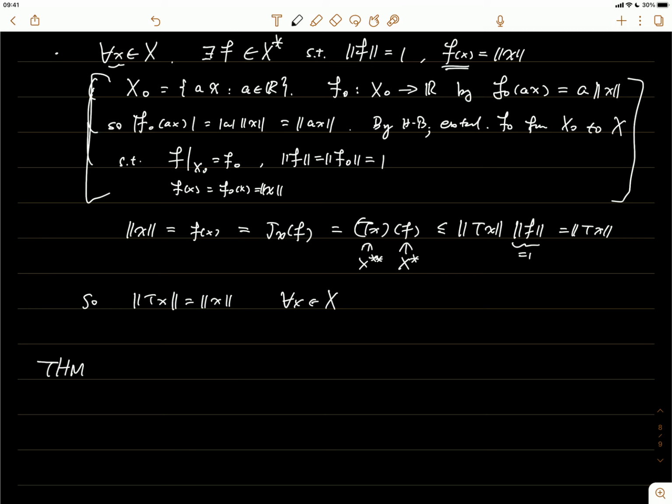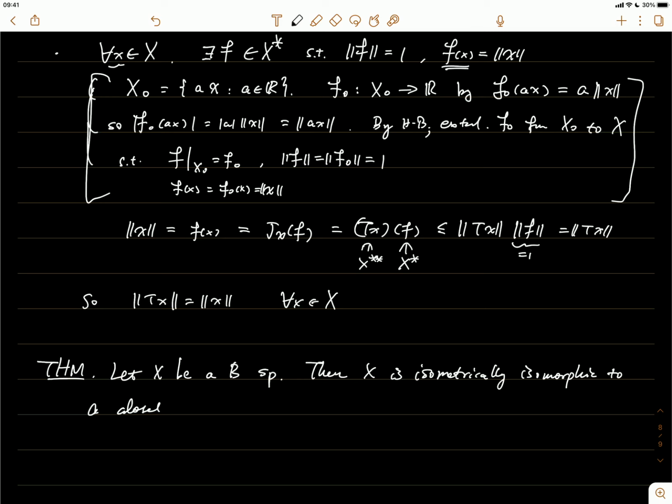Okay, so I summarize the result right here. X is isometrically isomorphic to a closed linear subspace of the bidual.